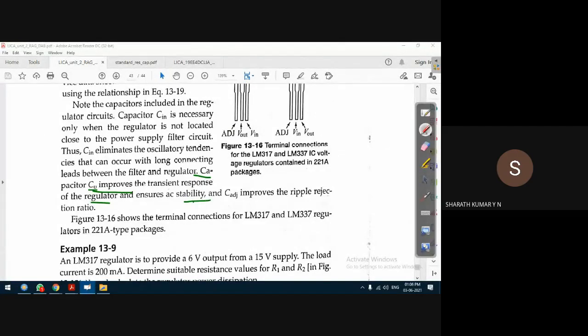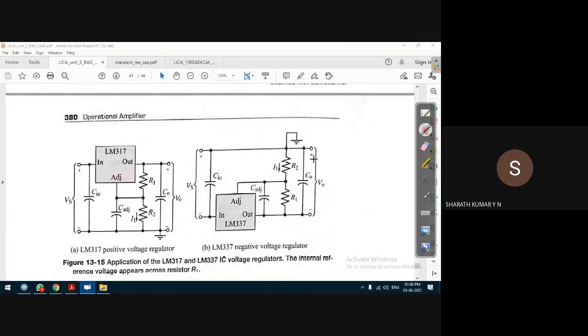That is the output capacitor C0. And C adjustment improves the ripple rejection ratio, because this one is used to help improve the ripple rejection, since we know that ripple rejection should be maximum. So maximum ripple content should be rejected at the output terminal of the output voltage. So this C adjustment capacitor is used.